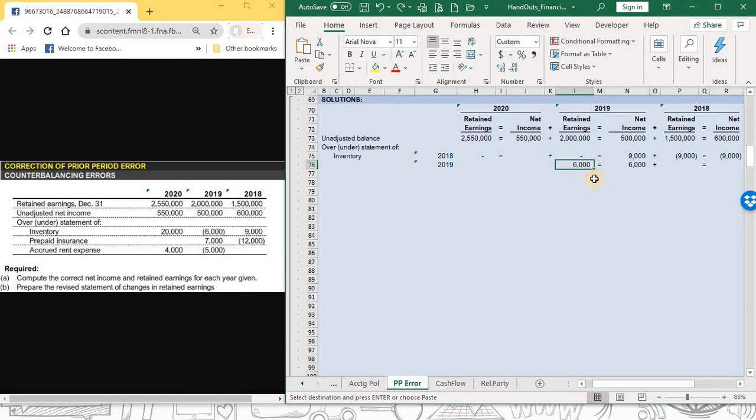And again, since this is a counterbalancing error, it will affect the 2020 net income. So how is the net income in 2020 affected by the 6,000 error in 2019? That is because the ending inventory in 2019 becomes the beginning inventory in 2020.